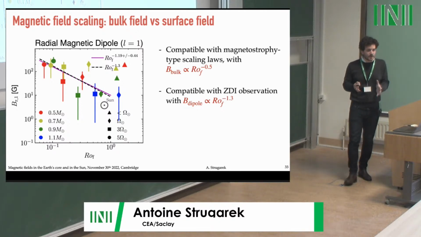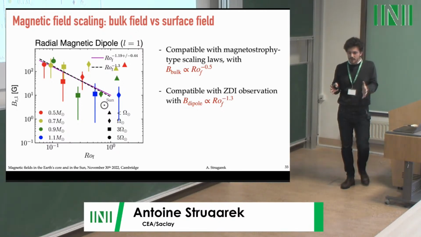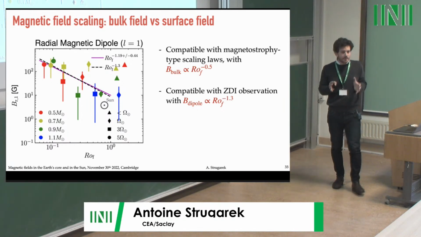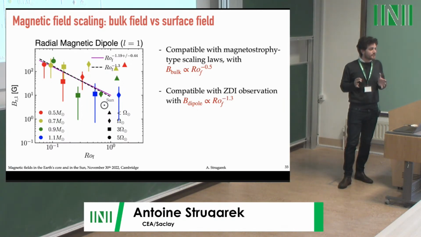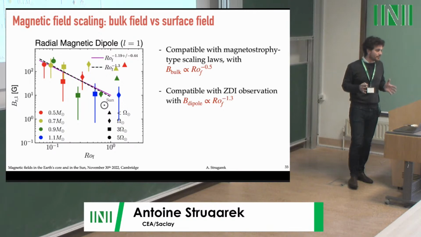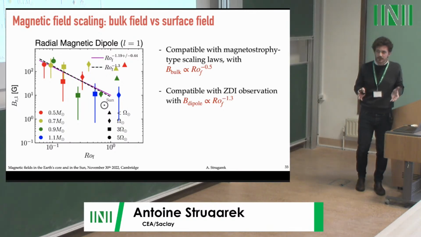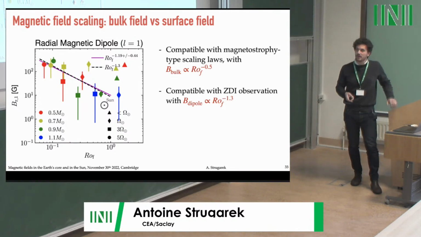So it's interesting because as we are conducting everywhere in those simulations, the total magnetic energy content doesn't scale the same way with Rossby number as the surface field, which is the one that you observe. This is also a word of caution. When you take some observational constraint, you have to compare, of course, what's comparable.